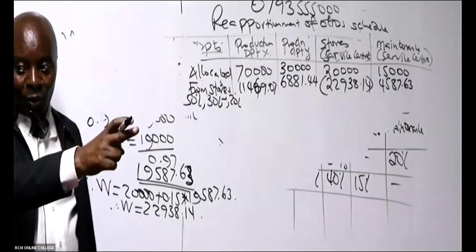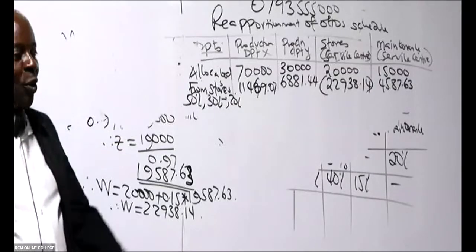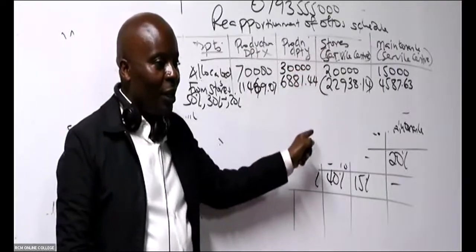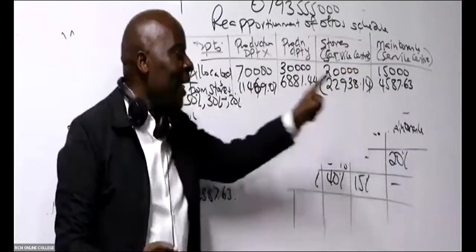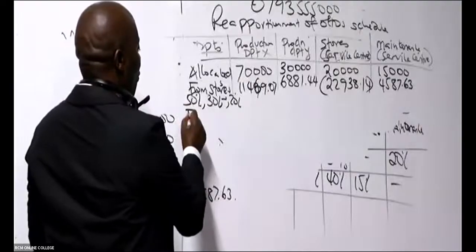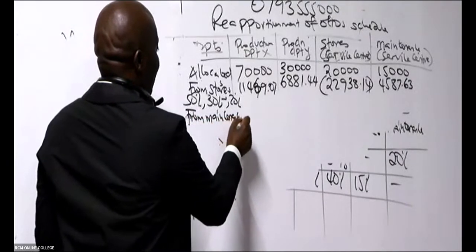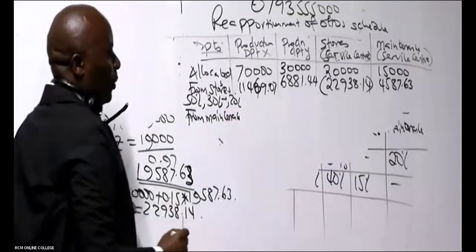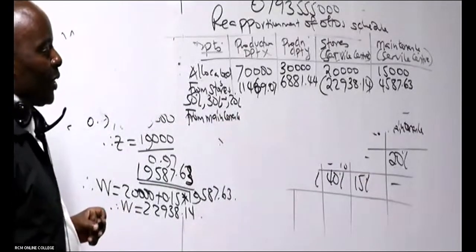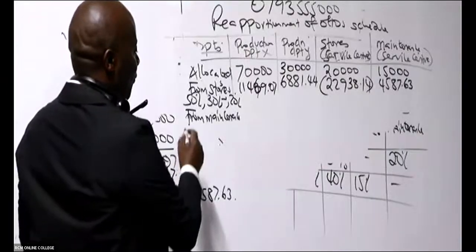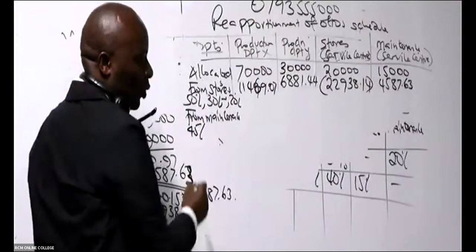We had two service departments. We've been able to reapportion from one. Now we are reapportioning from maintenance. So you tell us from maintenance. Is there somebody who is able to see the percentages? The first one was 45%.